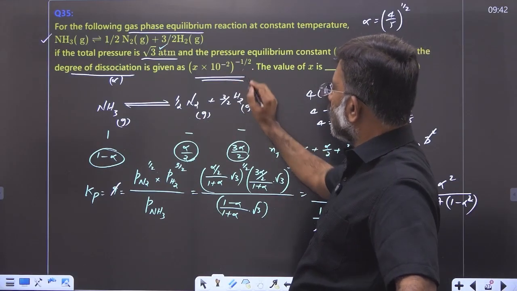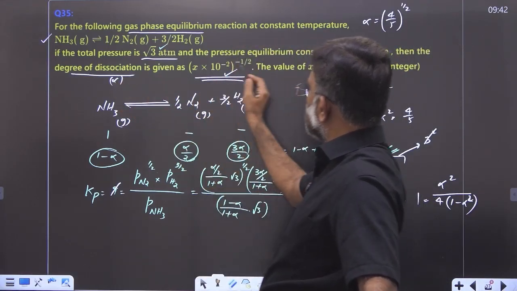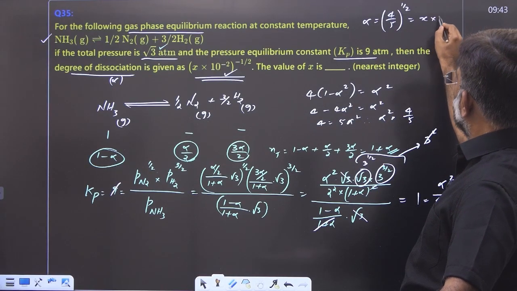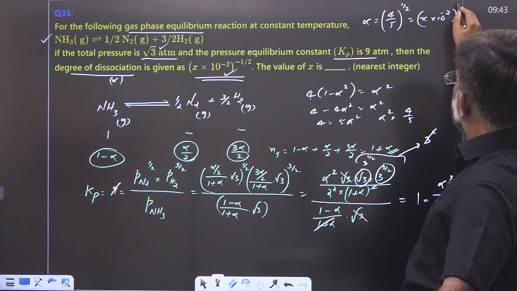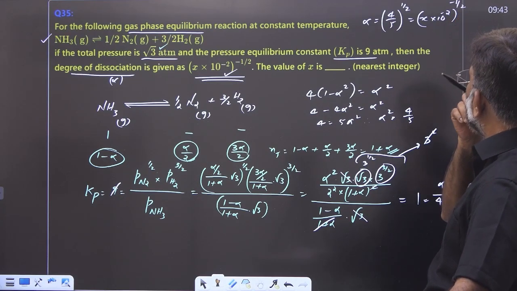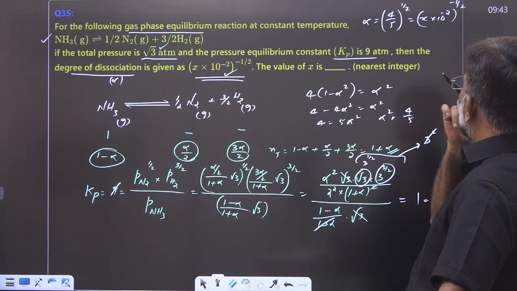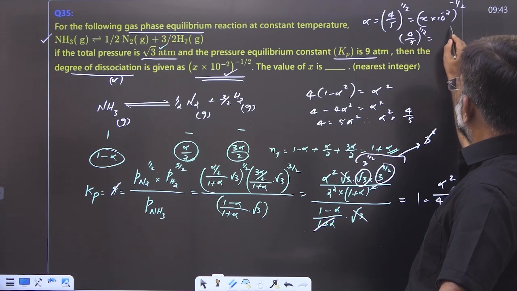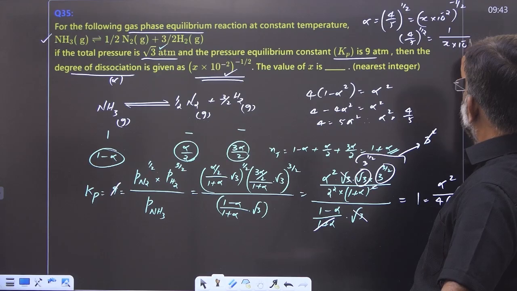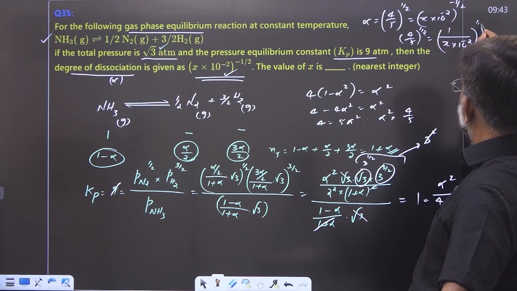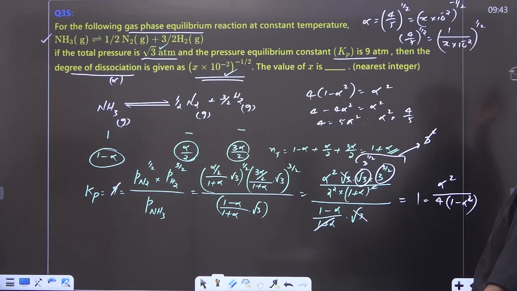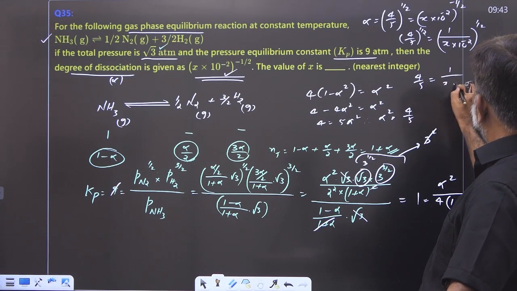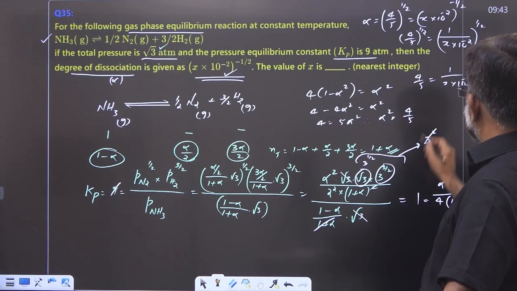അതിനെ നമുക്ക് ഇവിടെ ഇക്വേറ്റ് ചെയ്യാം. The degree of dissociation given as x into 10 power minus 2 raised to minus half ആണ്. എന്ന് വെച്ചാൽ ഇങ്ങനെ എഴുതാം. 4 by 5 raised to half equal to 1 by x into 10 power minus 2 raised to half. ഇങ്ങനെ എഴുതാം. അപ്പോൾ റൂട്ട് അങ്ങോട്ട് പോകും. You get 4 by 5 equal to 1 by x into 10 power minus 2.